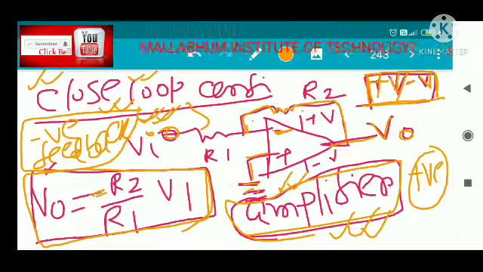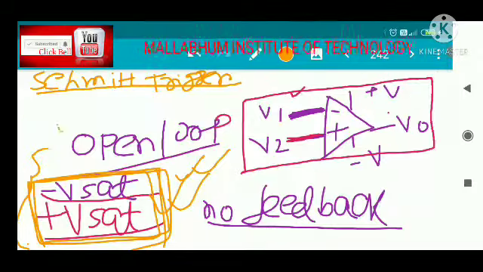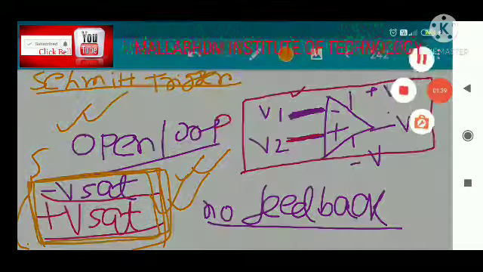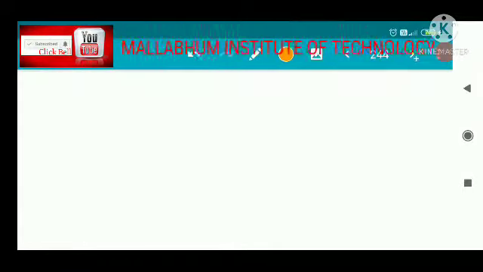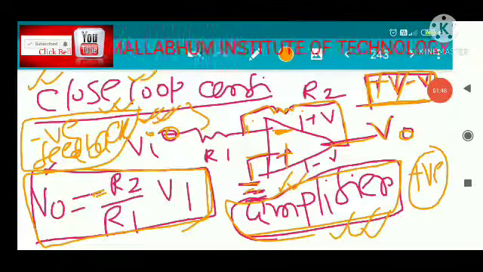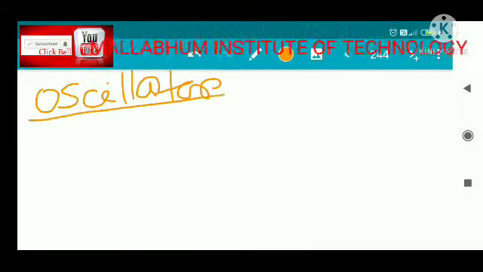Now one more thing. Instead of connecting the feedback to the negative terminal, if we connect the feedback to the positive terminal, this condition can also happen. That means the output is going to oscillate between plus V sat and minus V sat. That is the case we are going to discuss here. This positive feedback circuit can be used as an oscillator, but we will not discuss the oscillator circuit here.